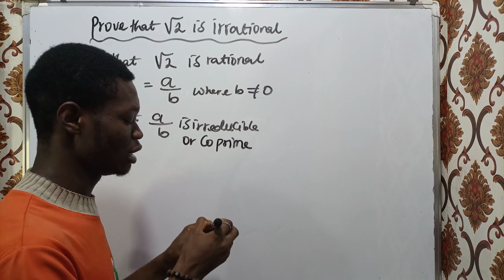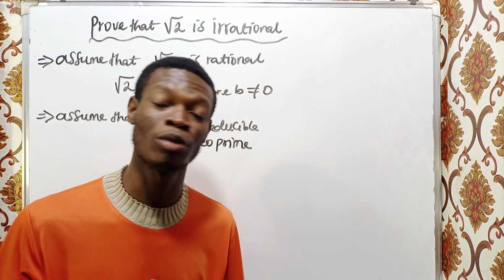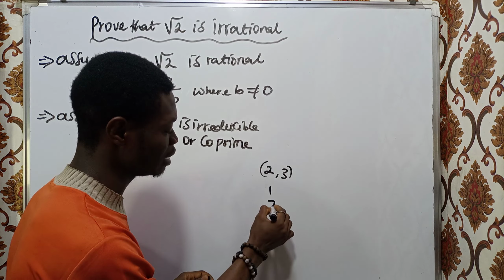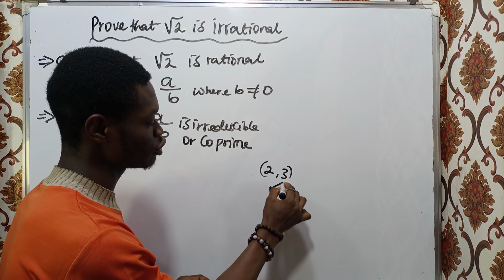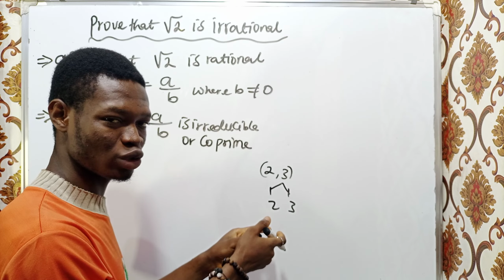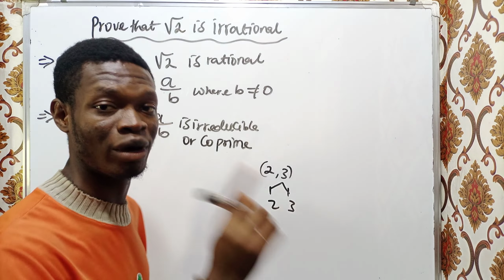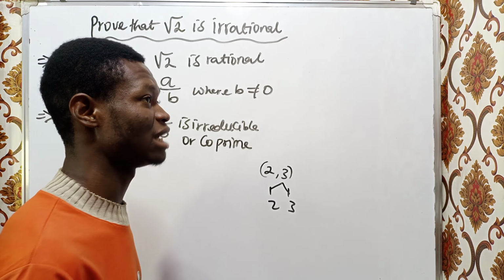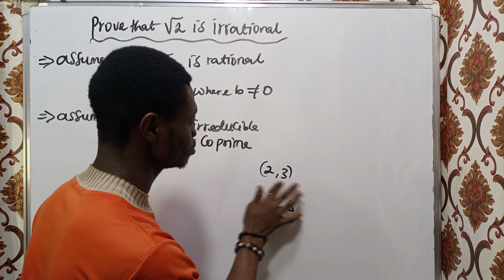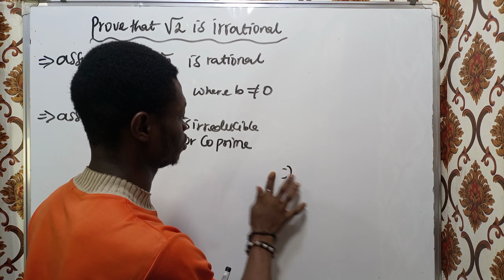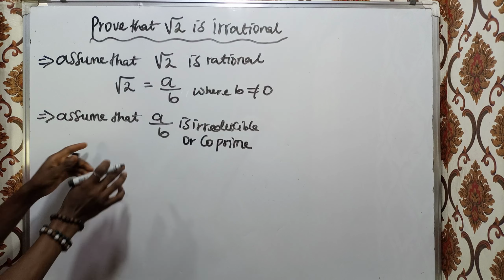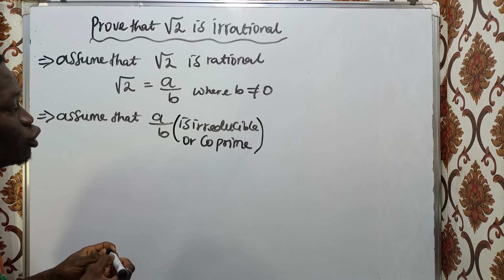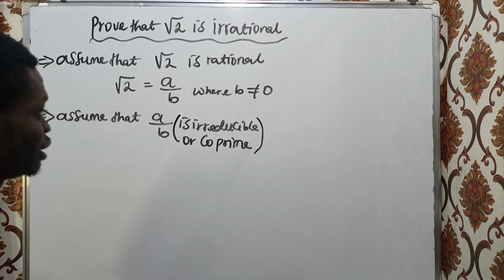Do you know what coprime means? It means that those numbers have 1 as their greatest common factor. For example, if you have 2 and 3, they are coprime because the factors of 2 are 1 and 2, the factors of 3 are 1 and 3, and their common factor, which is also the highest, is 1. So any numbers that have 1 as their highest common factor, GCF, are coprimes. So assume that a over b is irreducible or coprime. These are the two assumptions that will help us solve this using the contradiction method.